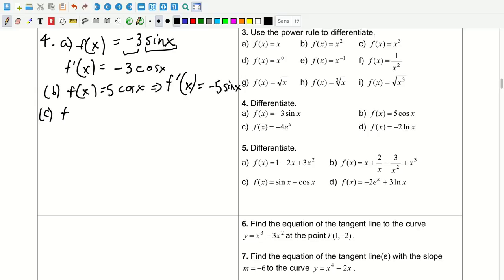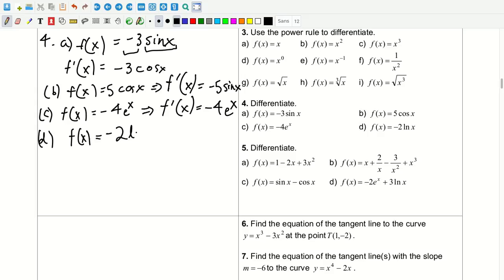Next, we've got f of x equal to negative 4 e to the x. The derivative of e to the x is itself, it's e to the x. So it's negative 4 e to the x. Next, f of x equal to negative 2 ln of x. The derivative of ln x is 1 over x. So the derivative of negative 2 ln x should just be negative 2 over x. Oops, there is no part E. We're going to do number 5.